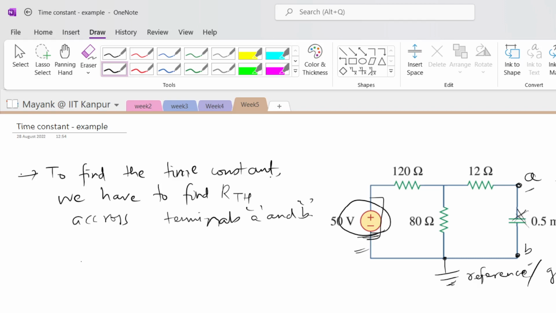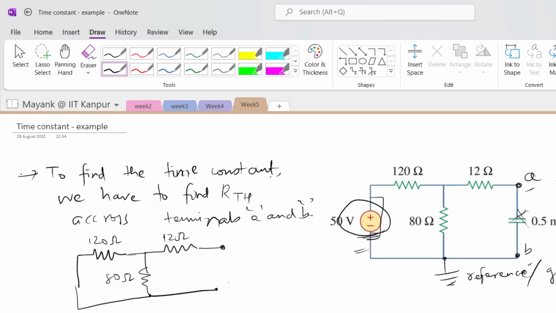So how will my circuit be modified in this case? It will be like this. This is a 120 ohm resistance, this is an 80 ohm resistance, this is a 12 ohm resistance, this is terminal A, this is B, and there is a ground here. We have assumed there is a reference here. This is step 1.